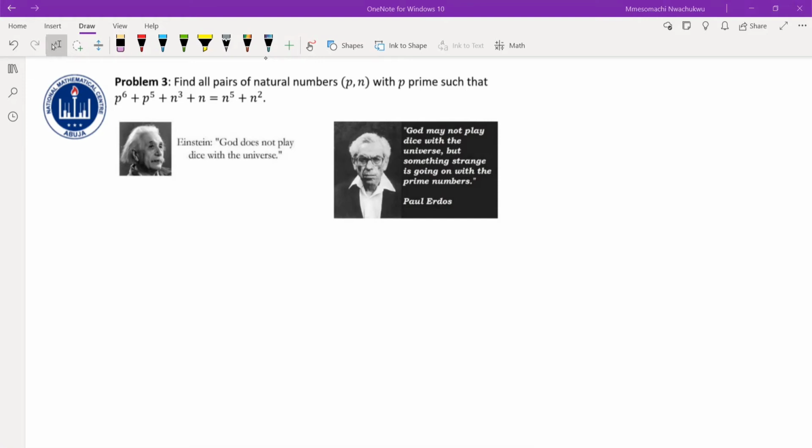So let's express this Diophantine equation in a way that might be more convenient for us later on. So we have p to the sixth power plus p to the fifth power. We'll just take all the n's to one side. So it's equal to n to the fifth power minus n cubed plus n squared minus n. Okay. So let me just factor out p to the fifth power into p plus 1.